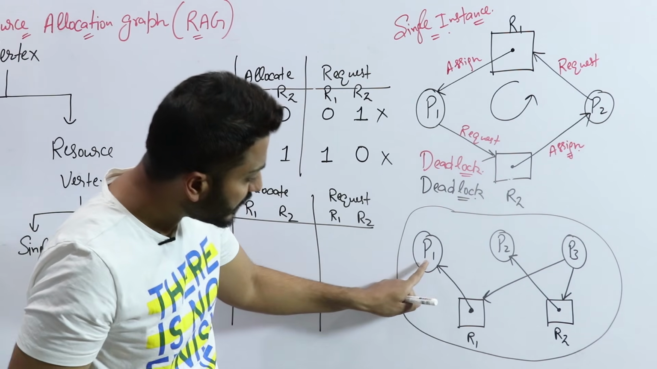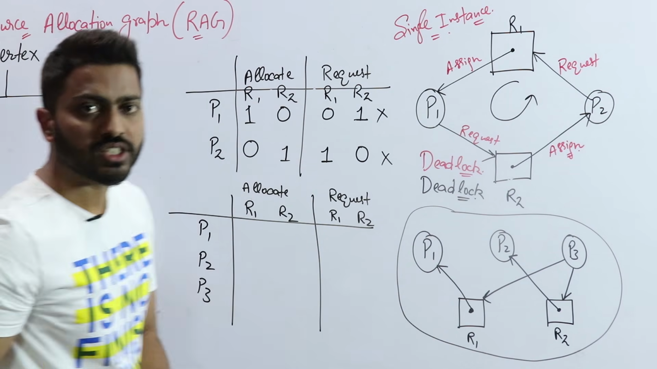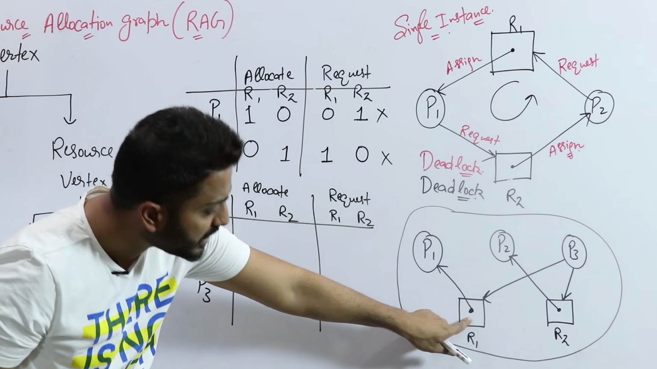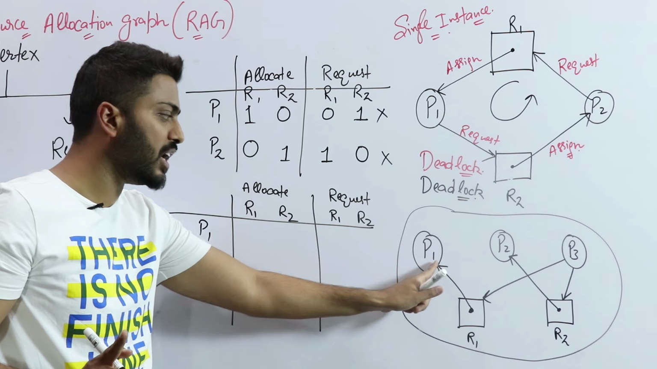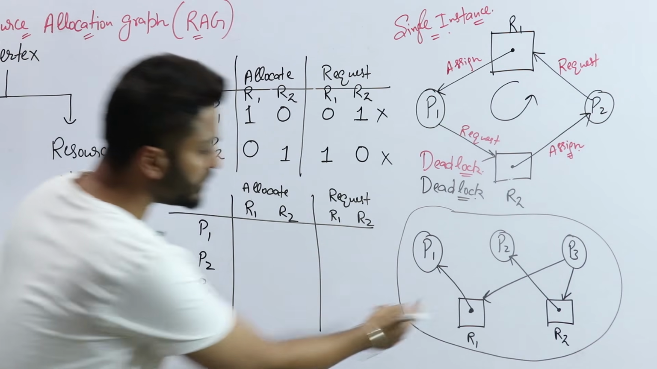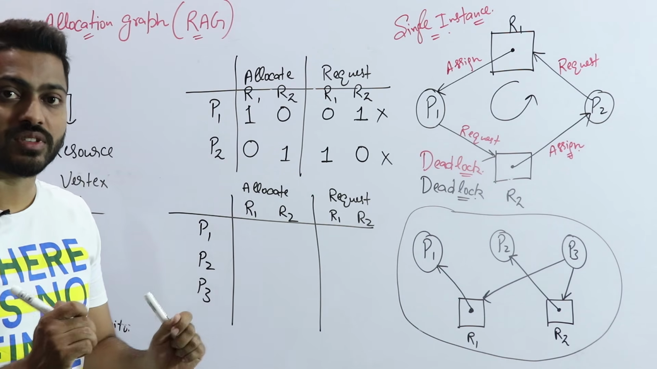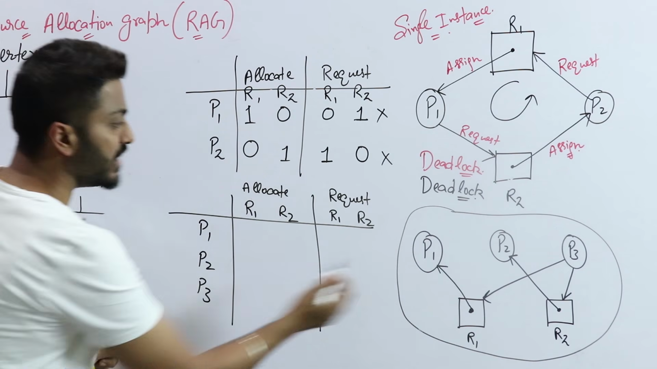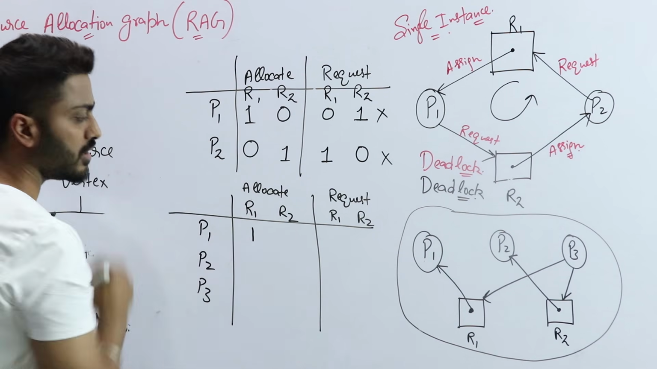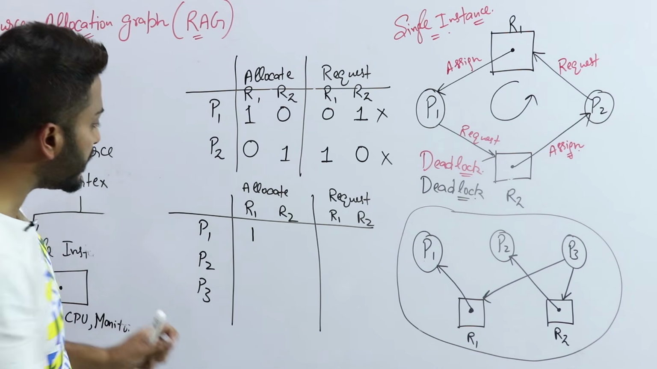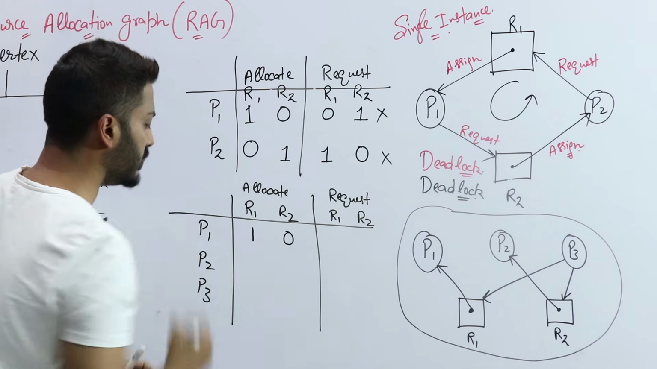Let's say P1. Has P1 been allocated any resource? Check. Yes. P1 already has R1. One instance of R1 is taken by P1, because if the edge is going towards the process, it means it has that resource. So this process already has that resource. So P1 has R1. Any other resource, whether P1 has R2? No. So just write 0.